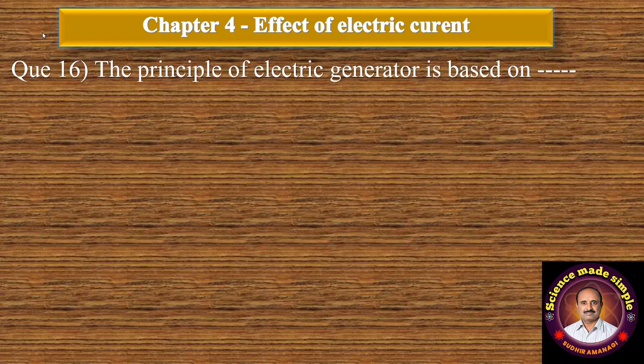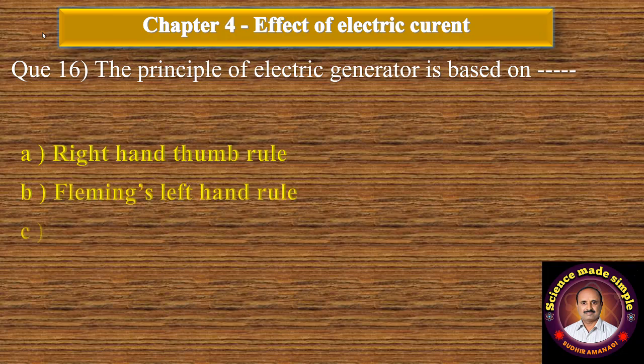Question number 16. The principle of electric generator is based on dash dash. A, right hand thumb rule. B, Fleming's left hand rule. C, Fleming's right hand rule. And D, Ohm's law. The option C is the correct answer. Fleming's right hand rule is the principle of electric generator.